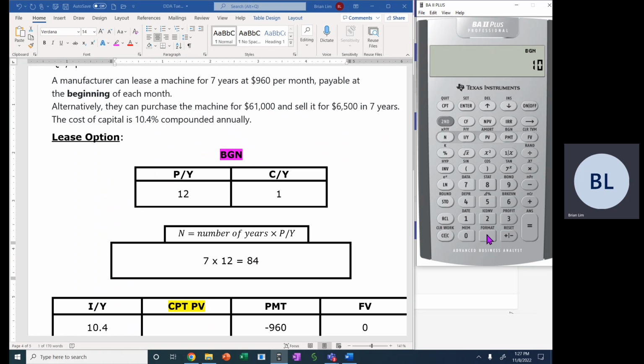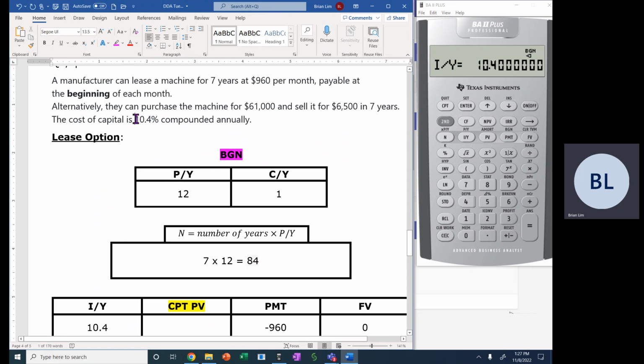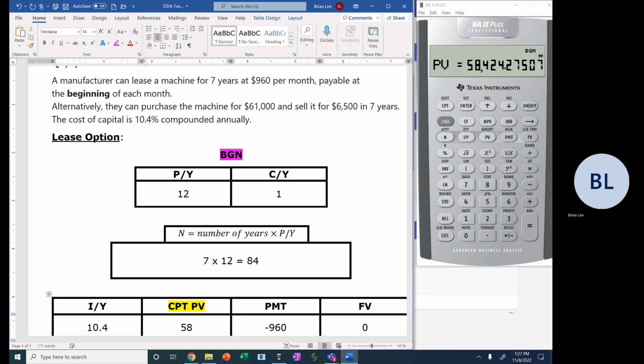We're doing well. So 10.4 is the interest. In case you missed it, it's right over here. All right. And what's the present value? Well, that is what we'd like to compute. The payment is $960 per month. So we put in 960, make it negative, and we put in the payment. And we put in the 0 for the future value. And we compute the present value, and that turns out to be $58,424.28, rounded to 2 decimal places.